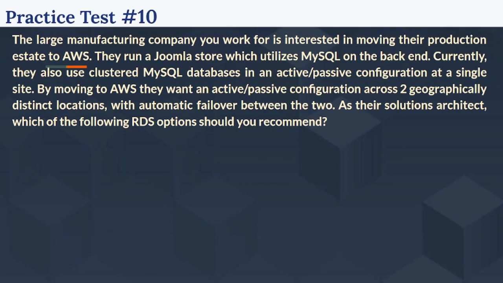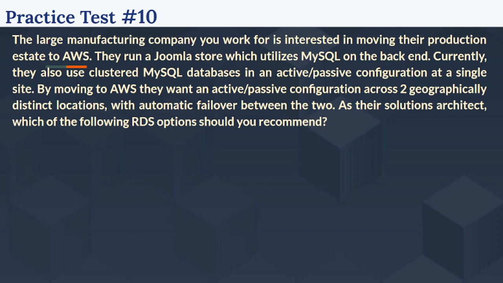So the 10th question is: the large manufacturing company you work for is interested in moving its production estate to AWS. They run a Joomla store which utilizes MySQL on the back end. Currently, they also use clustered MySQL databases in an active-passive configuration at a single site. By moving to AWS, they want an active-passive configuration across two geographically distinct locations, with automatic failover between the two. As their solutions architect, which of the following RDS options should you recommend?